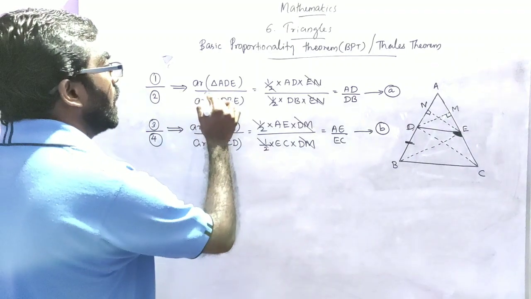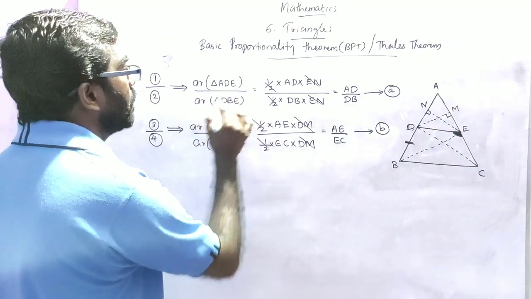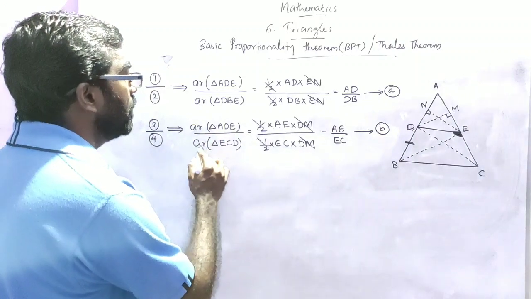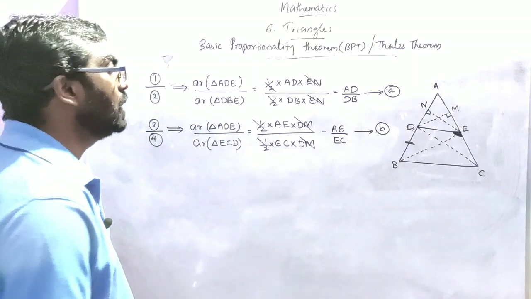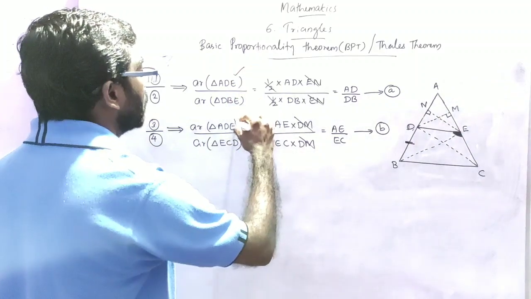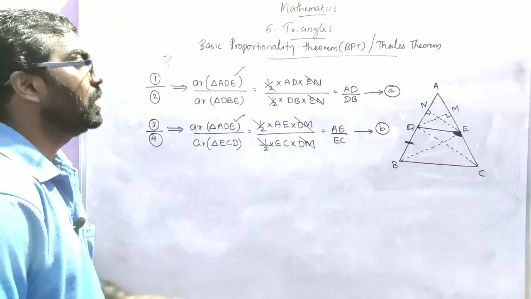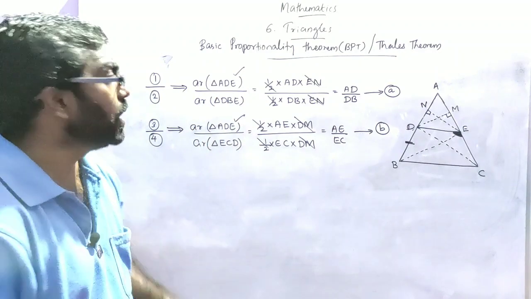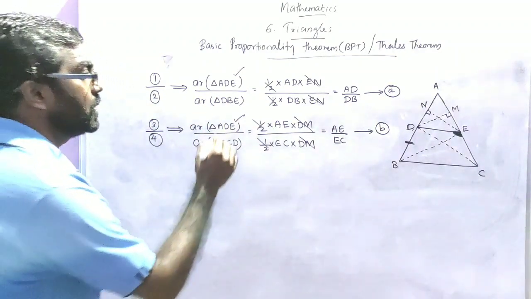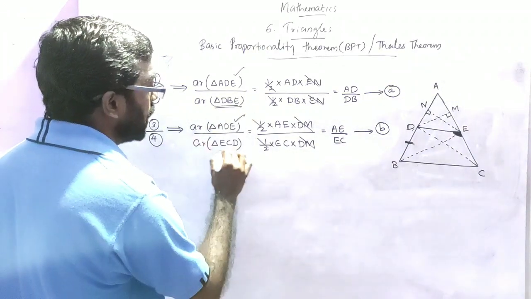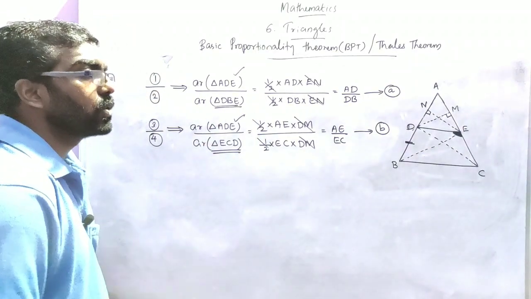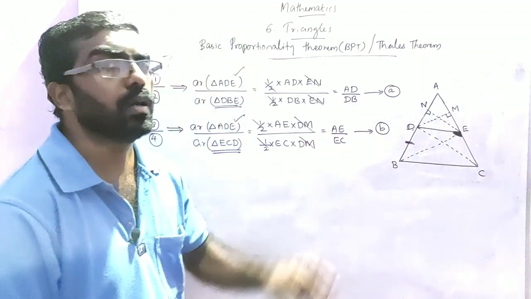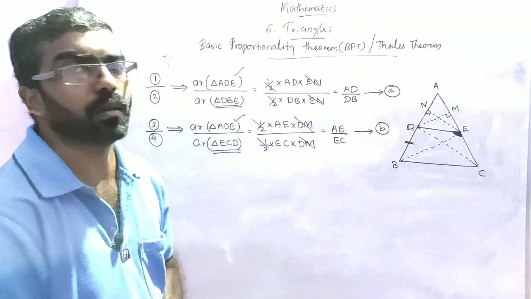First one is area of triangle ADE divided by area of triangle DBE, and in the second one area of triangle ADE divided by area of triangle ECD. Here the numerators are same. Both equations, the numerator remains the same, area of triangle ADE, but on the denominator it is area of triangle DBE, here area of triangle ECD. So in order to make the RHS, right hand side, same, we have to prove the LHS is same.